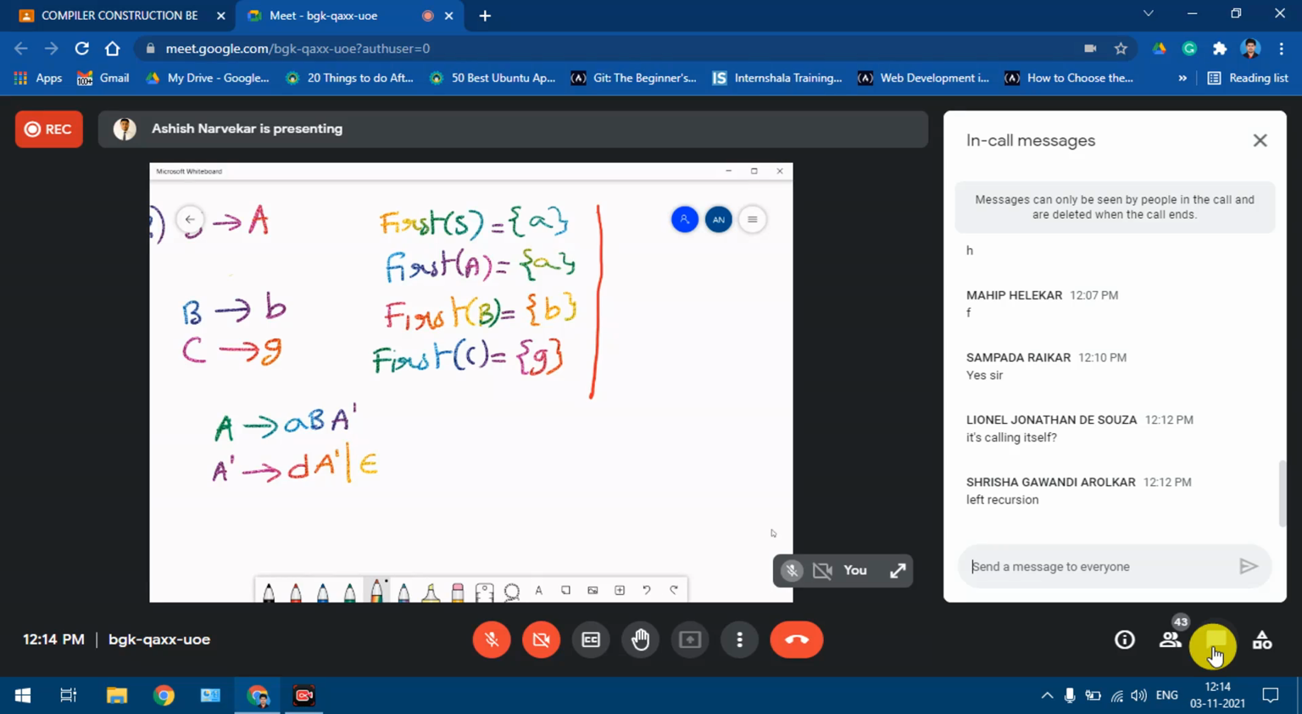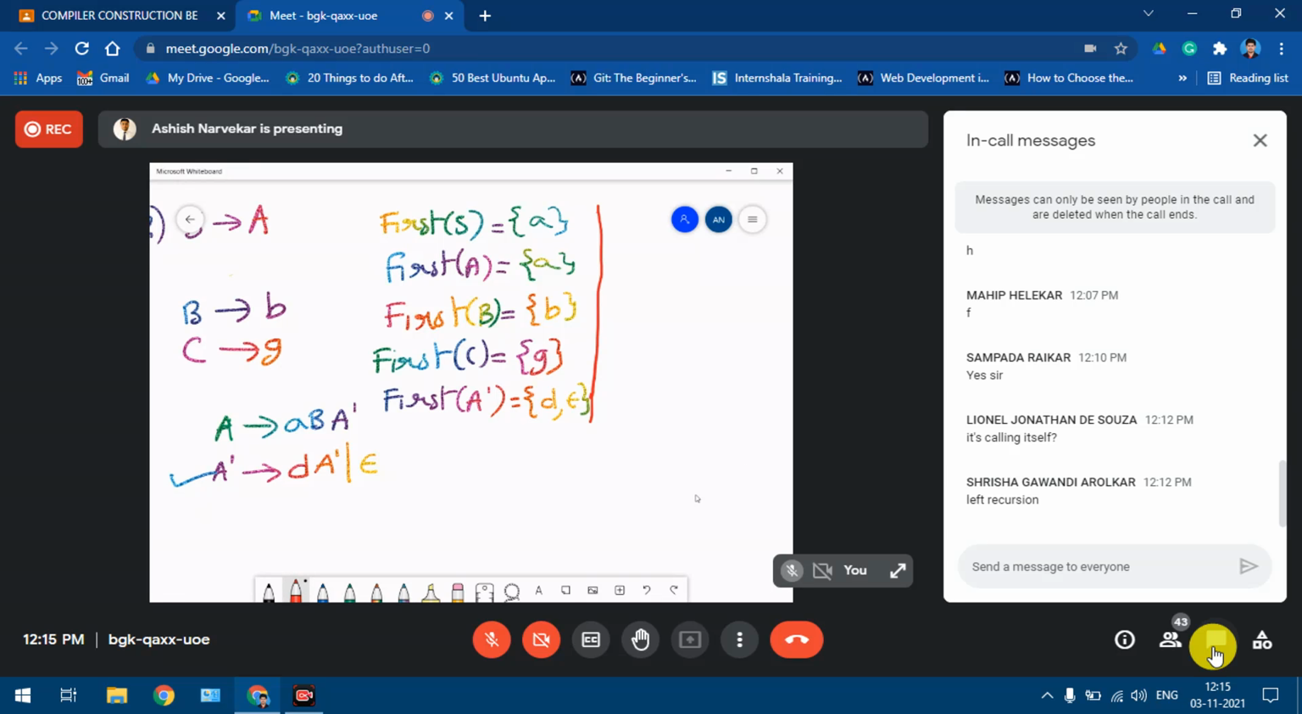Now what is remaining here is this one. We need to find the first of A dash as well, because we have introduced it as a new non-terminal. So first of A dash will be equal to D comma epsilon. Is it fine till here?